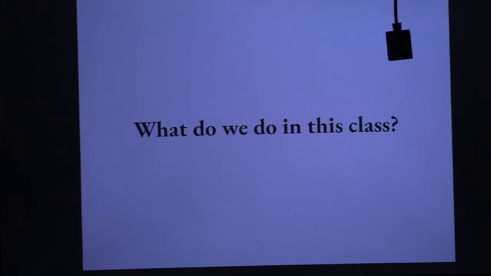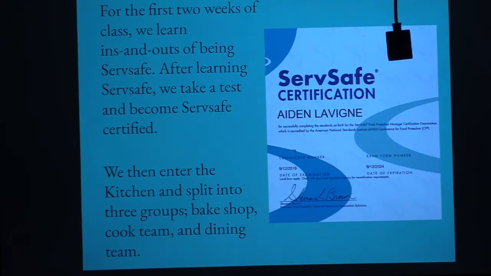What do we do in this class? Basically, for the first 2 weeks, we want to learn the ServSafe guidelines, and after learning how to be ServSafe, we take a test, and then we all eventually become ServSafe certified. After that, we get right into the kitchen, where we split into 3 groups: the bake shop, cook line, and the dining table.